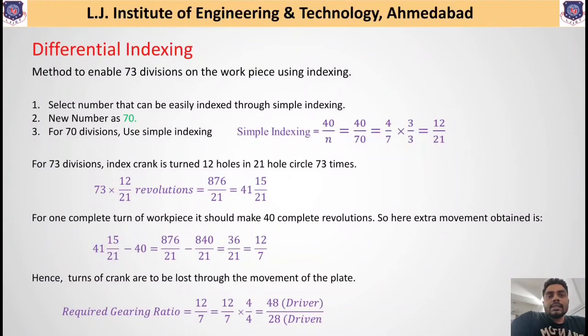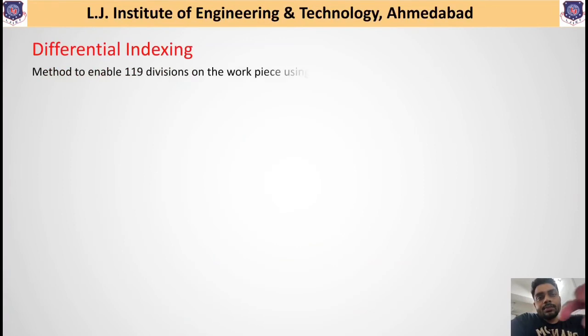Now to understand this differential indexing in detail, let us take another example and try to solve it by your side and then compare it over here. Suppose you have been asked to generate 119 divisions on the workpiece using an indexing method. First try to recall which indexing method can be used, and you will come to know that only the differential indexing method can be used.